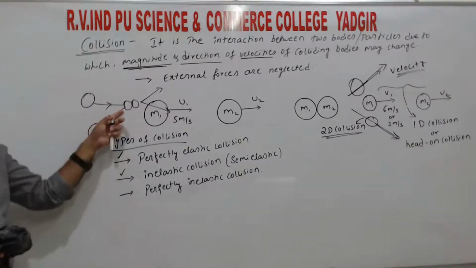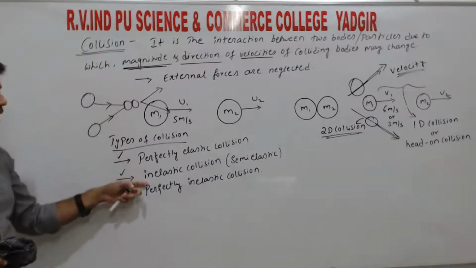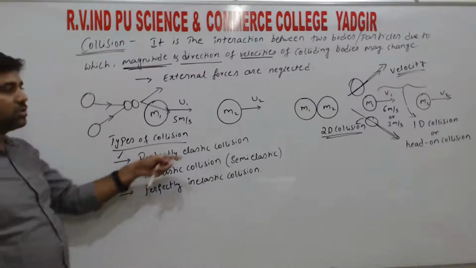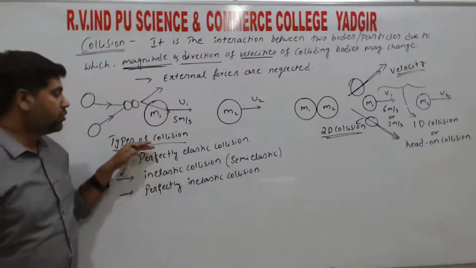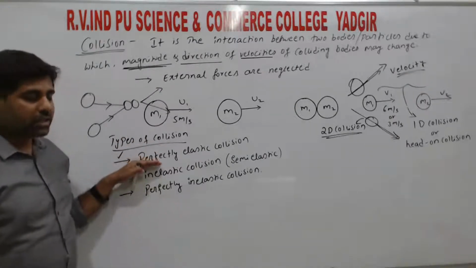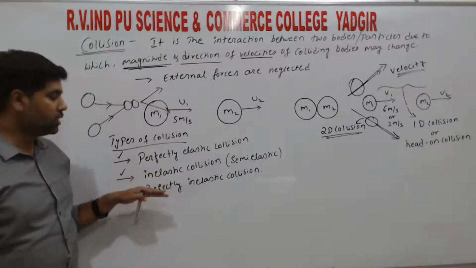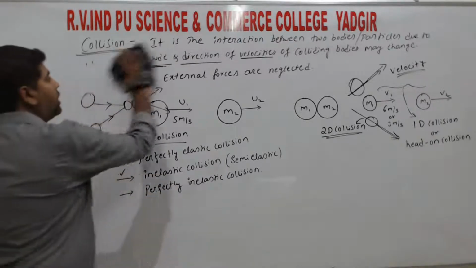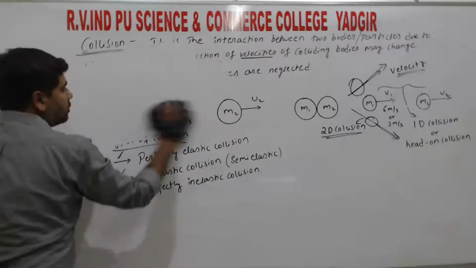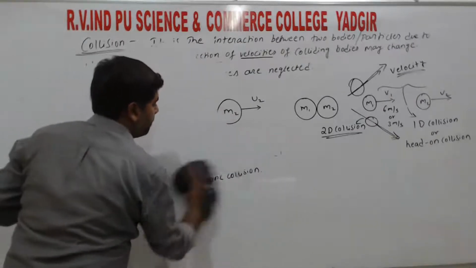So it's just a naming purpose, but important is types of collision. So types of collision, immediately you should not write one dimension or two dimension. So types of collision means perfectly elastic collision, inelastic collision and perfectly inelastic collision, right? So now discussing one by one.